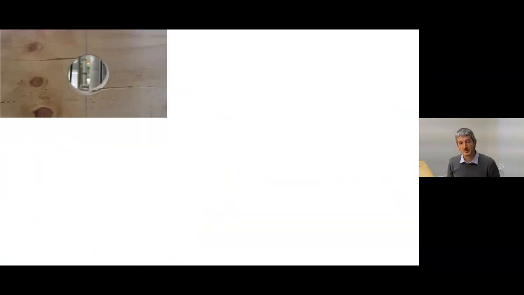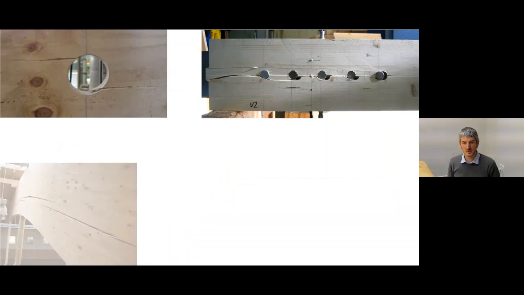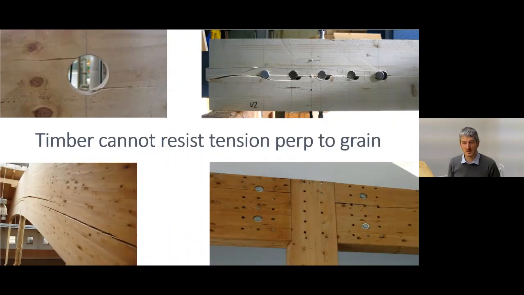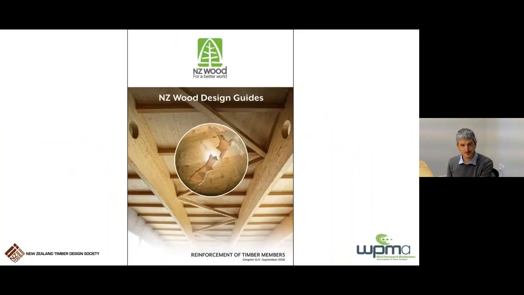However, if you forget the main properties of timber, and one being that it has very low tensile perpendicular grain capacity, it could break and lead to a catastrophic collapse. So whenever you design timber buildings, please make sure that you check for tension perpendicular grain stresses, because they can lead to some quite brittle failures, which can lead to catastrophic collapse.